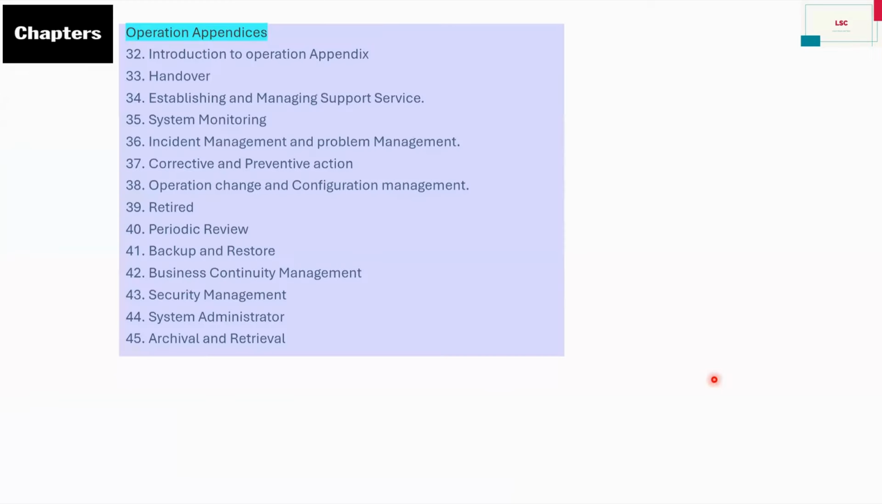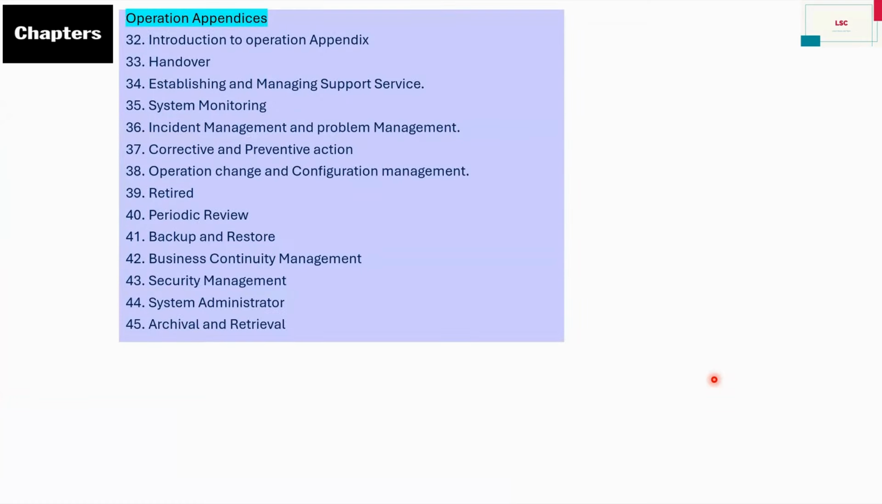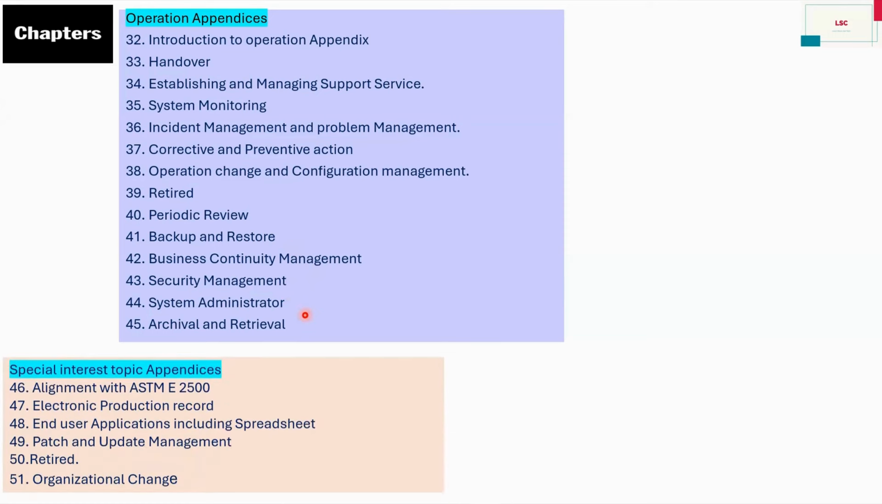Next part is the operation appendix. Obviously, when we hand over the software, we face a lot of problems related to operations. And these challenges give us the next level of experience and confidence in handling computerized systems. In this part, there is introduction to operation, handover, establishing and managing support services, system monitoring, incident management and problem management, CAPA, operation change and configuration management, retirement, periodic review, backup and restore, business continuity management, security management, system administrator, and archival and retrieval.